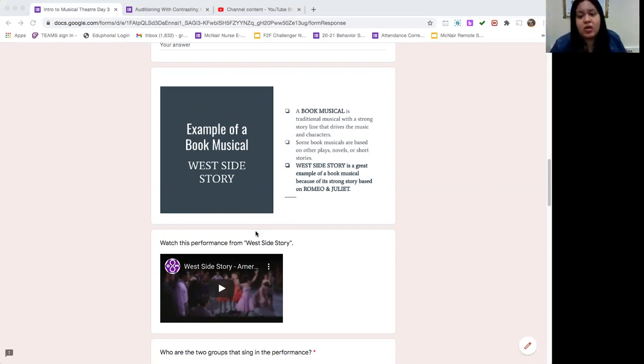And so that's a good way to remember it: if it's a book musical, it's going to focus primarily on the story. Some book musicals are actually based on other plays, novels, or short stories. West Side Story is a very popular musical, and it's an example of a book musical because it has a strong storyline. Each song is based on the feelings of the characters, and it's focused on the characters and their journey. And it's based on William Shakespeare's play, Romeo and Juliet.